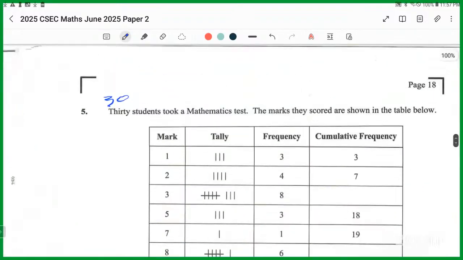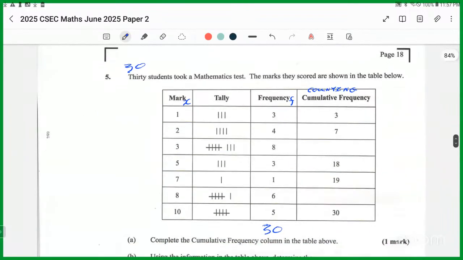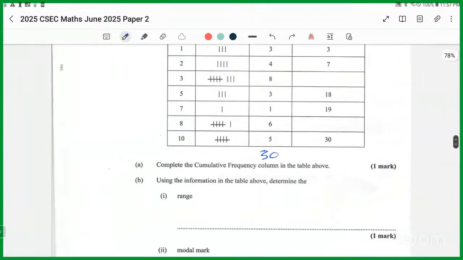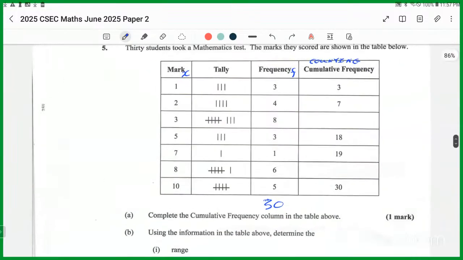So this is the data x. What's your frequency f? They've given us cumulative frequency. Remember, cumulative frequency is your counting column. So we count the number of scores you have as you go from group to group, or from data to data. It says compute the cumulative frequency column. So we're adding up the frequency.